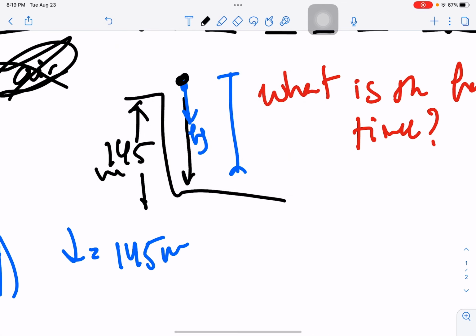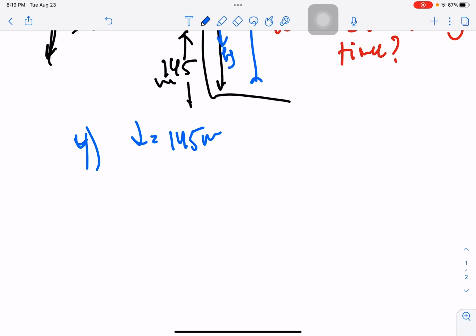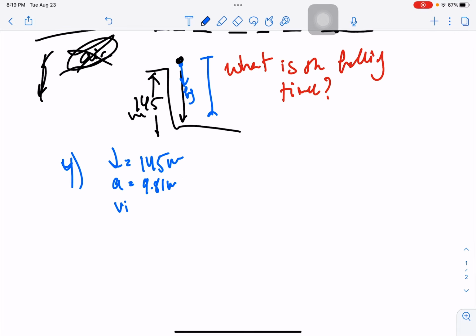Okay, so this is going to be here. After that, we have the distance in meters. We have the acceleration. The acceleration is going to be 9.81 meters per second squared. Your initial velocity, because we just threw it down without any force applied initially, is going to be 0 meters per second, and you're going to have to find the time.